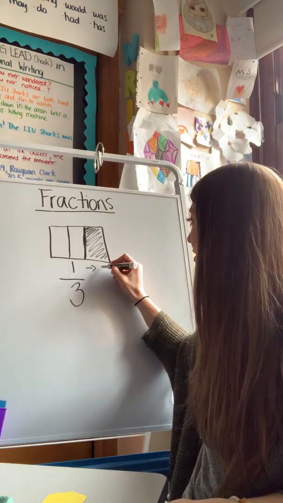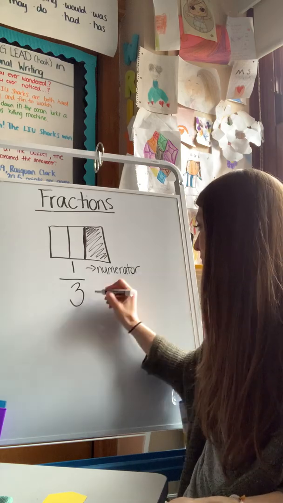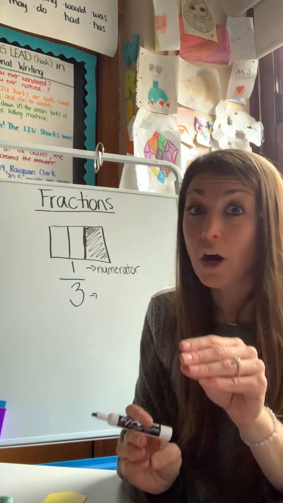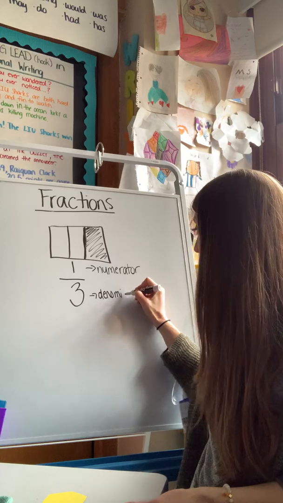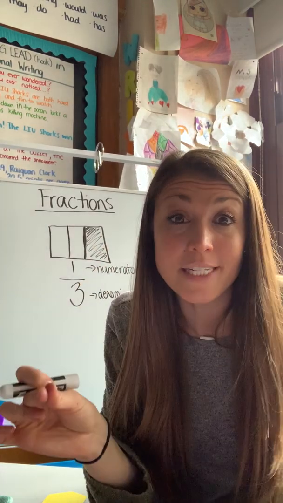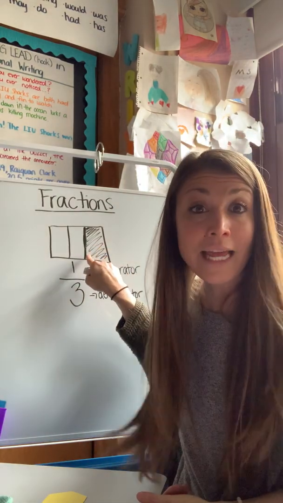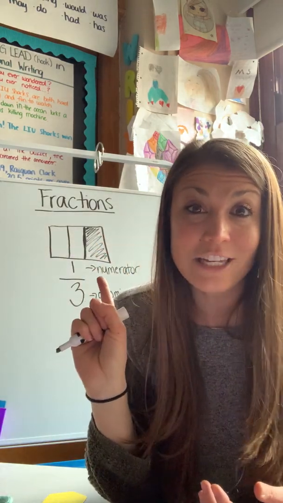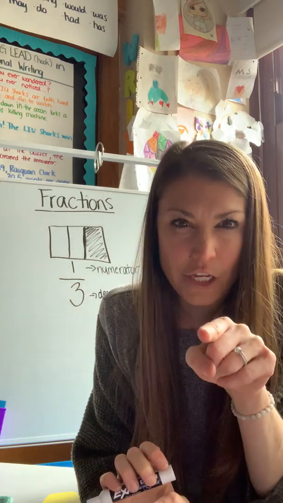My 1 stands for my numerator, which is how many pieces are shaded, how many parts, right? And my 3 stands for my denominator. That tells me how many parts there are that make up one whole. So I see that 1 out of the 1, 2, 3 are shaded, so that tells me this fraction is 1/3.